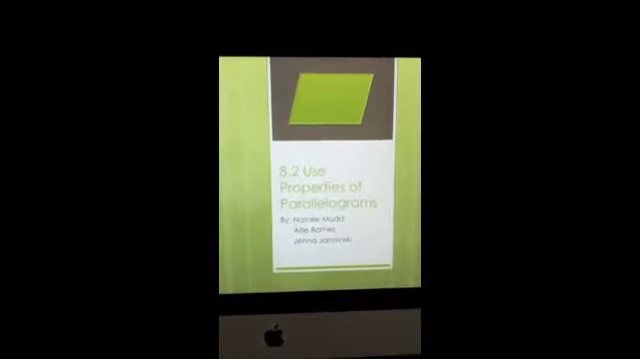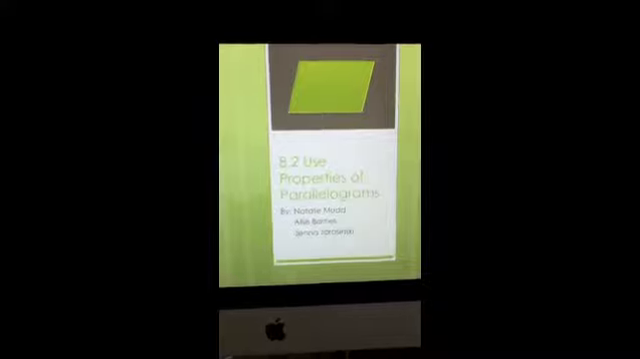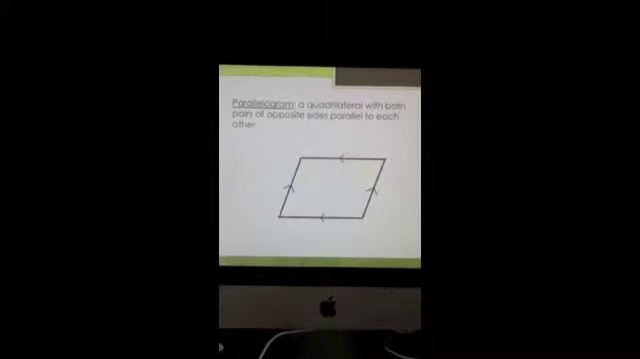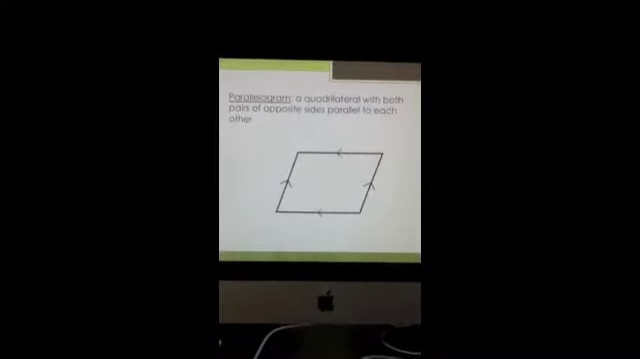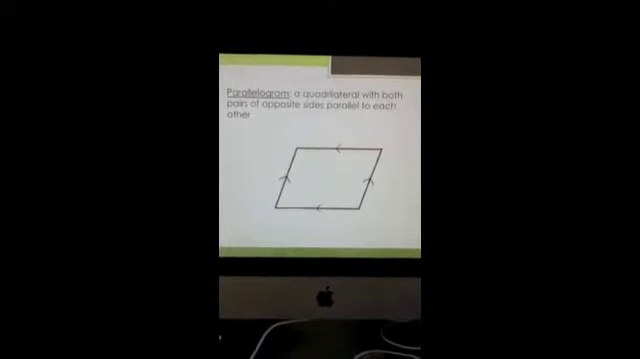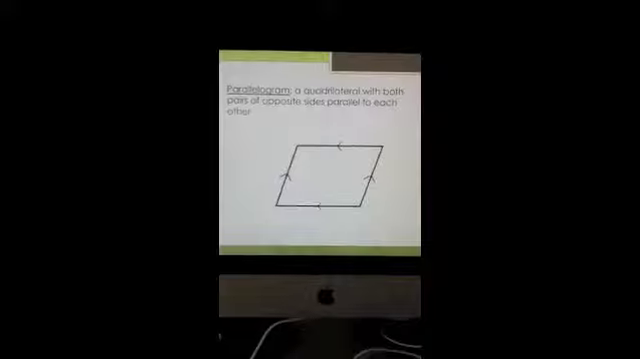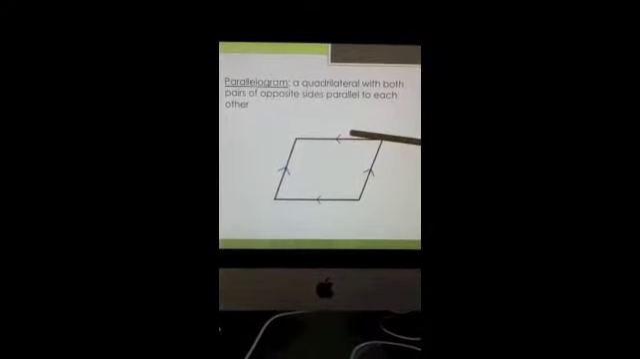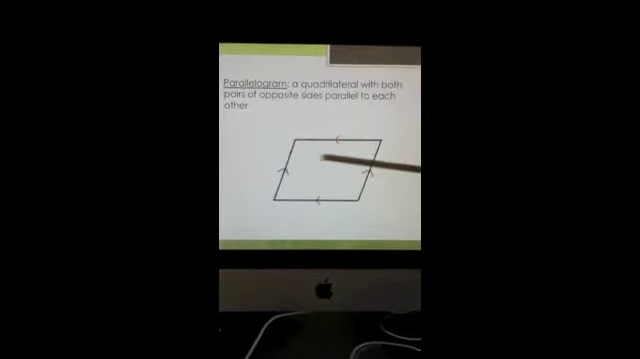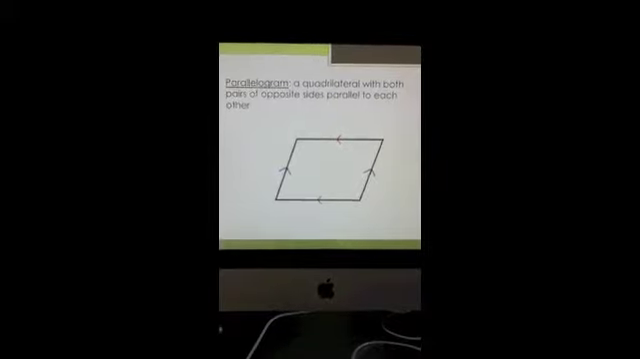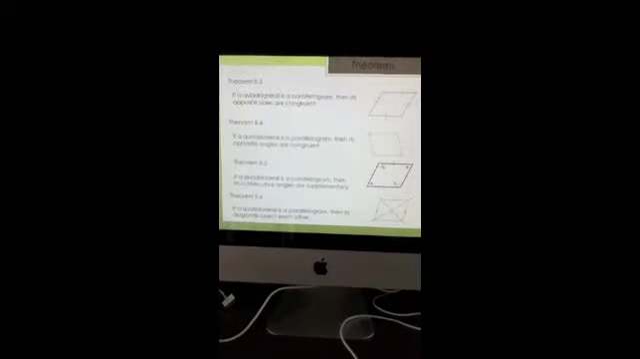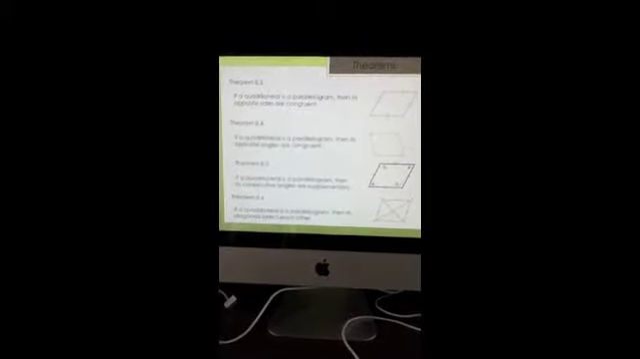Today's lesson focuses on 8.2, using properties of parallelograms. From now on, you should be taking notes. A parallelogram is a quadrilateral with both pairs of opposite sides parallel to each other. That is represented by the different colored arrows. This slide is the most important and states all theorems and properties that apply to a parallelogram.